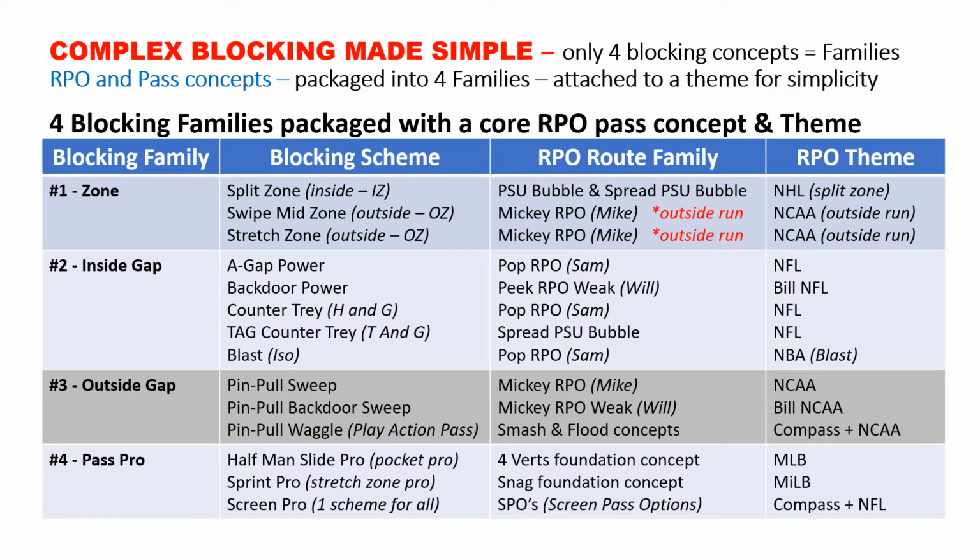As always, we want to take something really complex and make it simple. So we've got the 4 different blocking concepts or families. You can see in the gray with outside gap, the schemes here are a pin and pull sweep, then what's called a pin and pull backdoor sweep, and then last our pin and pull waggle play action pass. We use a Mickey route, RPO route, and then you can see our themes there in CAA.